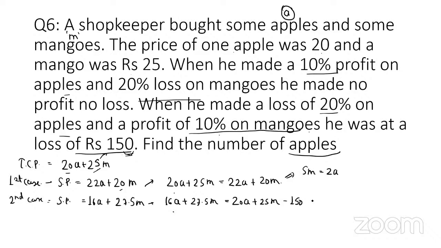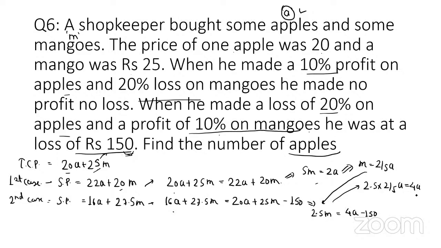In the second equation, we can say that 2.5M is equal to 4A minus 150, right? We can put the value of M or A in the second equation. Guys, we need to get the value of A, right? So we'll put the value of M with respect to A. That will give you directly the value of A. We can say M equals 2 by 5A. And if I put the value of M in the second equation, let's see what result we get. We can say 2.5 into 2 by 5A is equal to 4A minus 150.